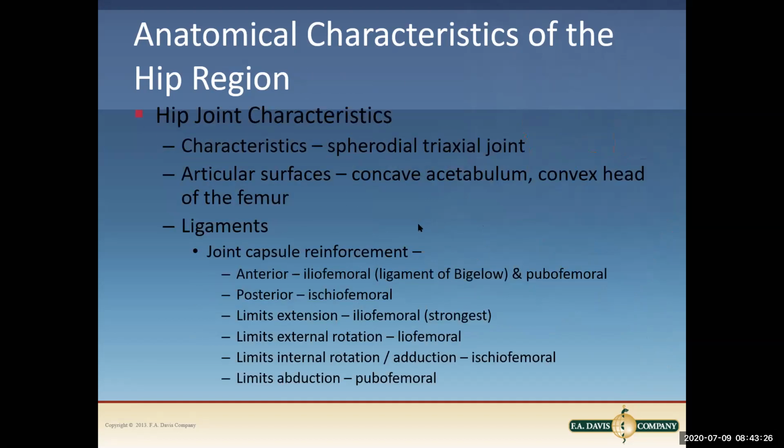So we talked about it being a spheroidal triaxial joint, a ball and socket triaxial joint. We have the concave acetabulum and convex head. We've talked about all those ligaments, right? We have the iliofemoral ligament. Sometimes that'll be called the ligament of Bigelow. It's no longer called that.